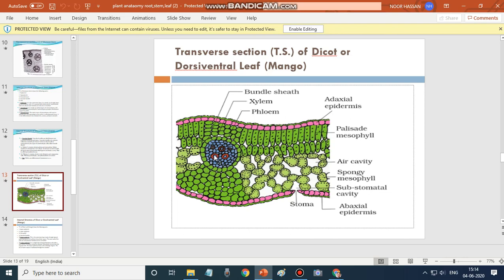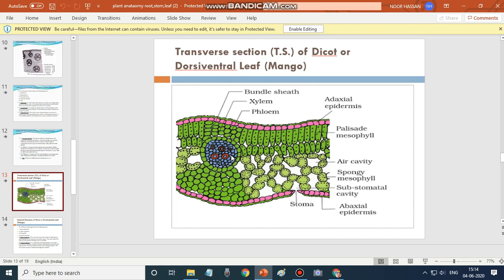This is called vascular bundles. A vascular bundle consists of both xylem and phloem. And these vascular bundles are said to be conjoined, collateral, and closed. Every time I don't have to explain what is conjoined, collateral, and closed, because in the previous videos we have discussed in detail about what is conjoined, collateral, closed, and other types also.